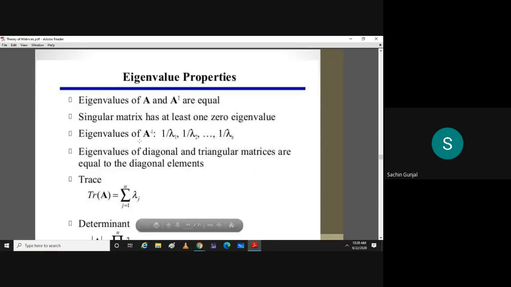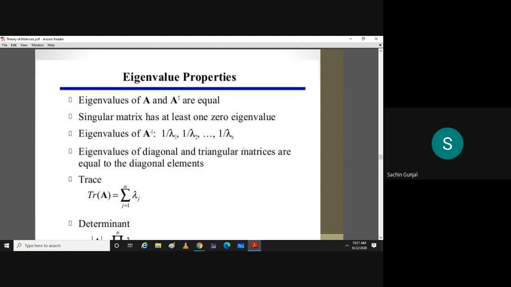Then eigenvalues of A inverse are 1 upon lambda 1, 1 upon lambda 2, and so on up to 1 upon lambda n, where lambda 1, lambda 2, lambda n are eigenvalues of A. That means if eigenvalues of A are given to you and you are asked to find eigenvalues of A inverse, you simply take the reciprocal of those eigenvalues, isn't it? Yes, sir. All right.